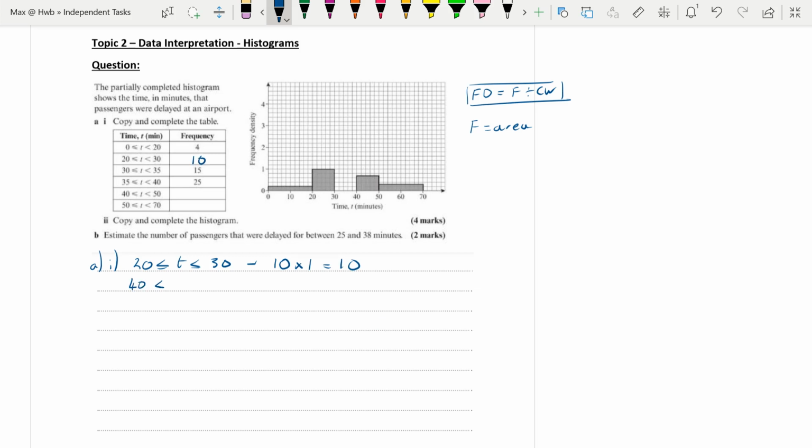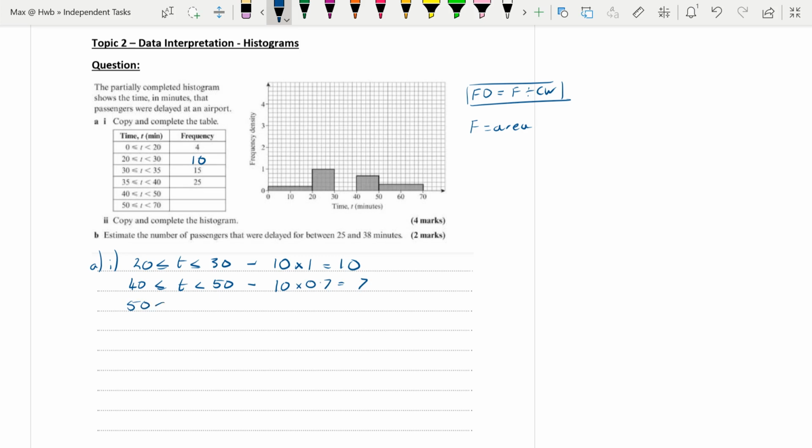So the next one I'm missing is 40 to 50. Okay, now 40 to 50 has got a class width of 10. Okay, but the height only goes up. So now if you look, I've got 5 boxes, so every box is worth 0.2. So I've got 0.2, 0.4, 0.6, and then half a box, so that'd be 0.7. Okay, which is going to give me 7 overall.